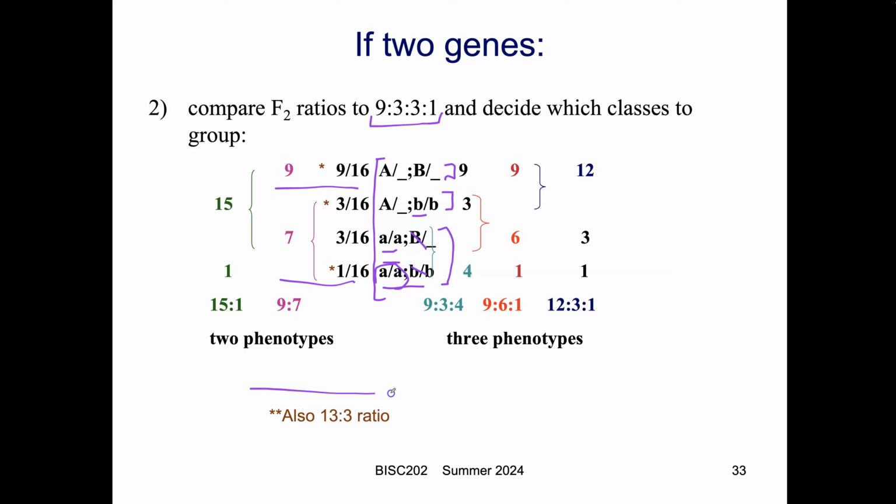And then with the suppressor of purple, there is the 13 to 3 ratio as well, which is sort of a combination of that and that. It's when the double mutant suppresses the phenotype, and the wild type is wild type, and then the other two are mutant. Okay, so I think that's everything.